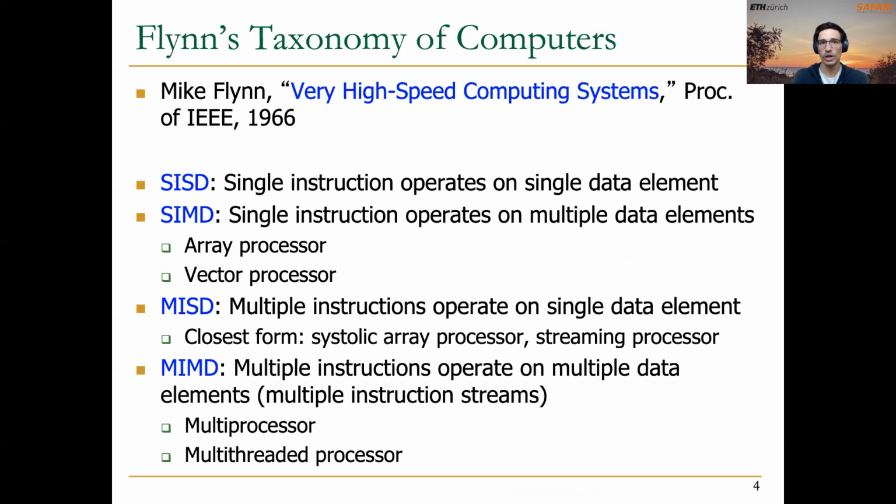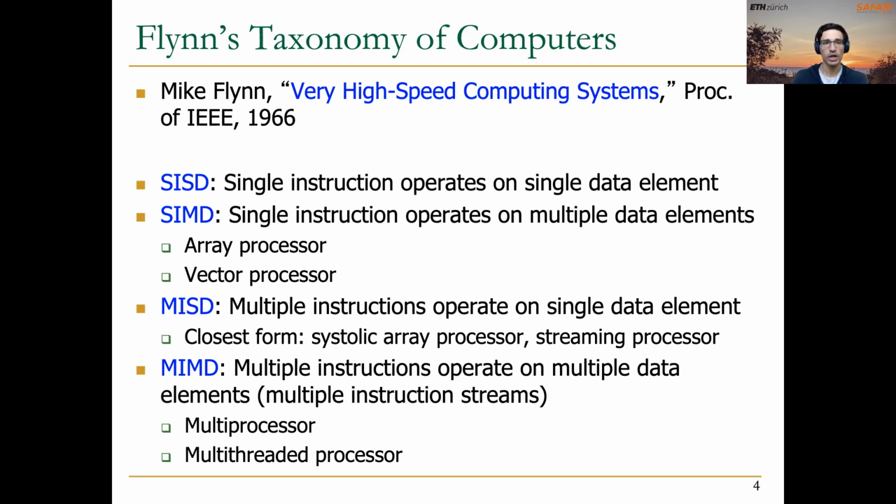We are going to start with the taxonomy of computers from Mike Flynn, written in 1966, that divides the classes of computers into four. The first one is single instruction, single data. This is similar to a sequential processor where one instruction operates on a data element at a time. The second class in this taxonomy is single instruction, multiple data, where one single instruction operates on multiple data elements at the same time. There are two classic examples here that are the array processor and the vector processor.